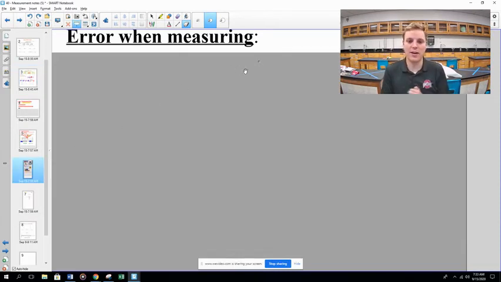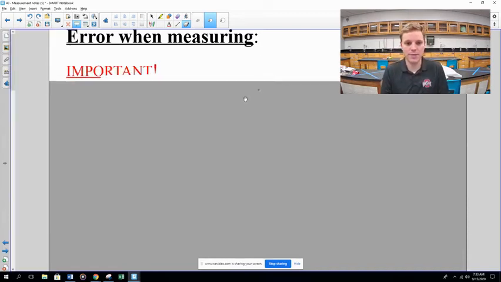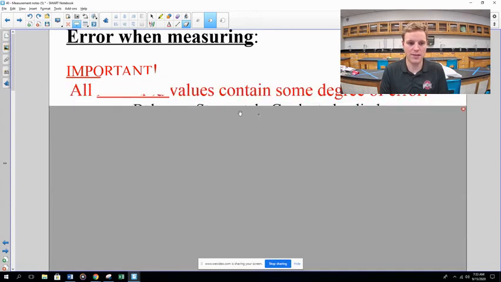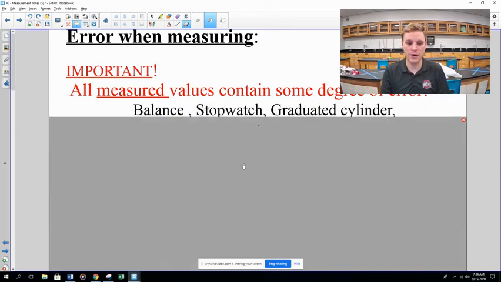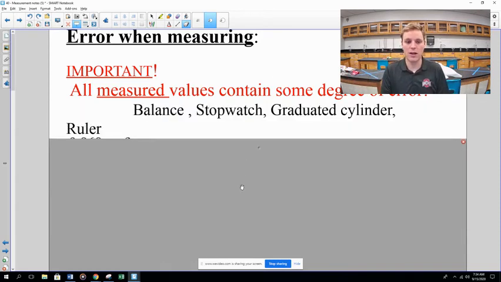Now let's talk about errors when we're measuring on this second to last slide of notes today. So one thing that's really important for you to keep in mind is that all measured values contain some degree of error. All measurements, no matter what, contain some degree of error. So you're talking about electronic balance, a stopwatch, a graduated cylinder, a ruler. It doesn't matter if you're measuring it with your eyes, if you're using some sort of electronic tool, there is an error involved.